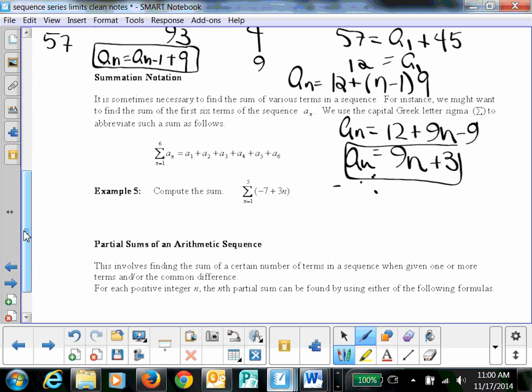So when I use this summation formula, it's telling me I want to add my terms and come up with a value at the end. This is saying I'm taking the sum from 1 to 6, the first term to the sixth term. So I'm going to add the first, the second, the third, the fourth, the fifth, the sixth, and I'll get a value.